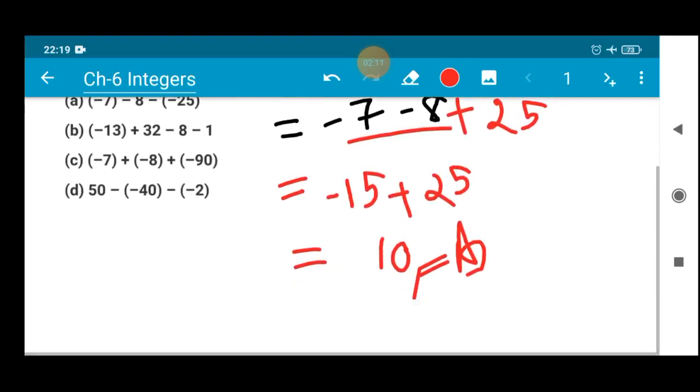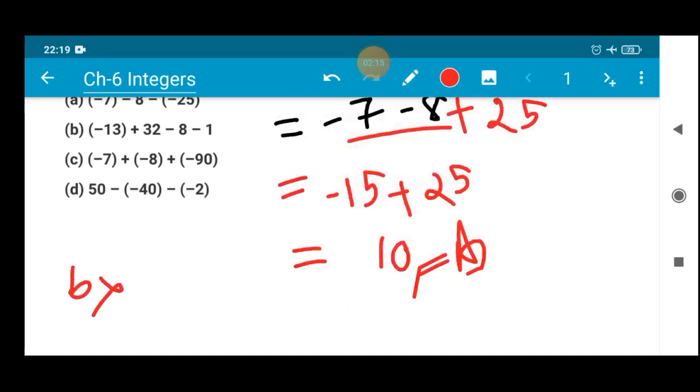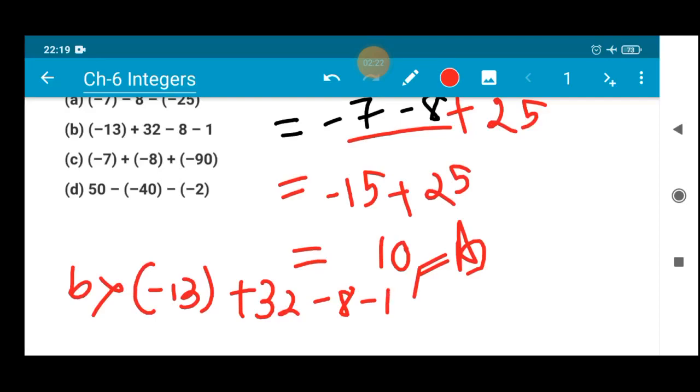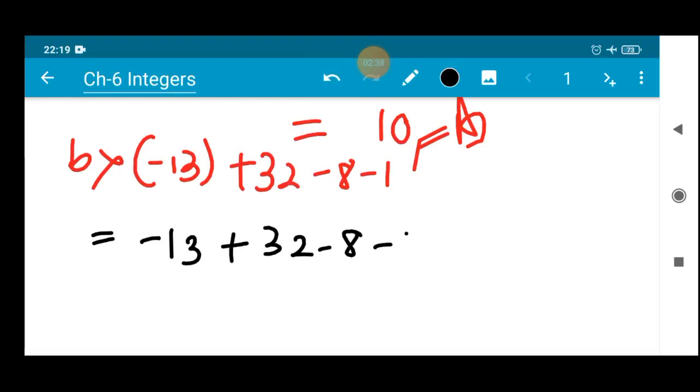All right, similarly let's do the next one, question number 4 part B: minus 13 plus 32 minus 8 minus 1. The sum is very easy. You just have to use the rule of multiplication of integers and then solve. Let's keep this minus 13 outside the bracket, no changes, because there is an outside plus, so plus minus will be minus. Now plus 32 minus 8 minus 1.